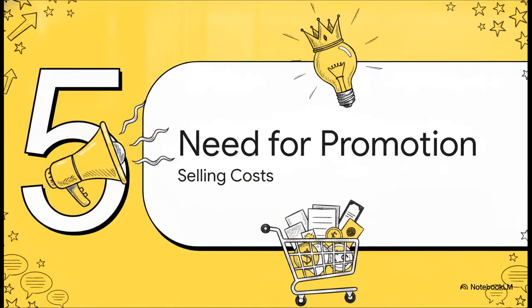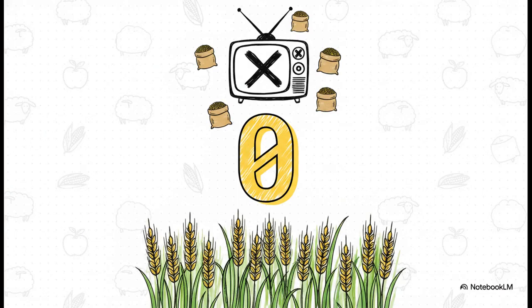Bringing us to split 5, the need for promotion and selling costs. So there is an absolute zero need for selling costs in perfect competition. And why is that? Because every single item is completely identical. A farmer doesn't need to run a multi-million-dollar TV campaign to convince you that their wheat is somehow wheatier than the neighbor's wheat. It's just wheat.